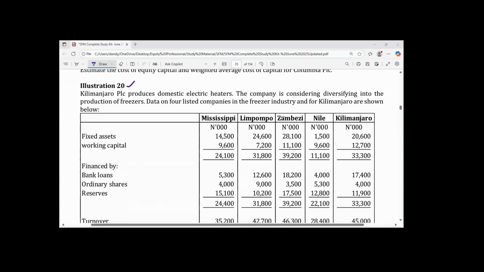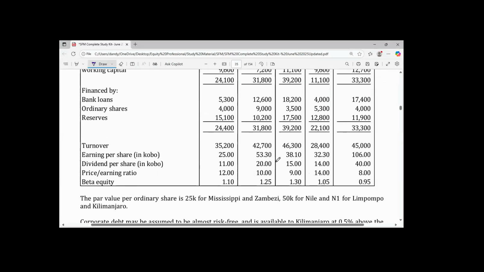Kilimanjaro PLC produces domestic electric heaters. The company is considering diversifying into the production of freezers. Data on 4 listed companies in the freezer industry and for Kilimanjaro are shown below. All figures assumed correct.